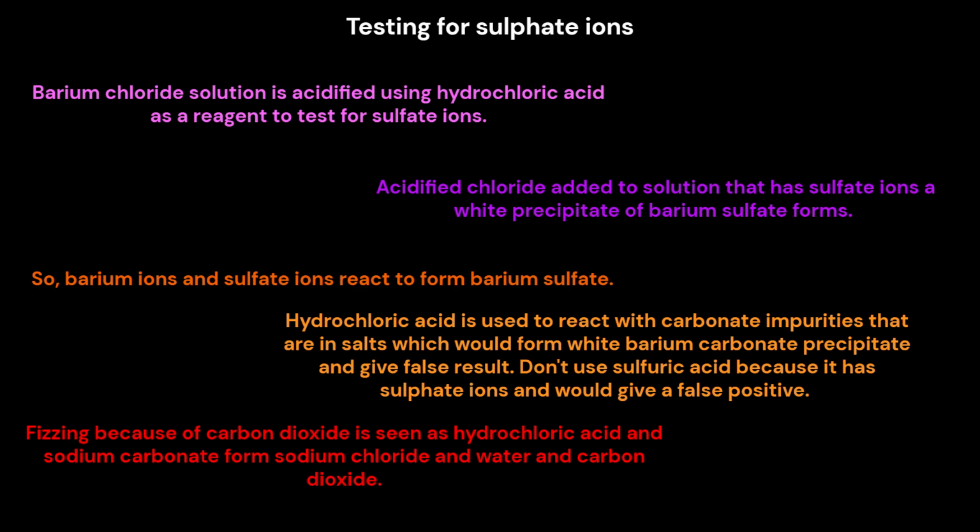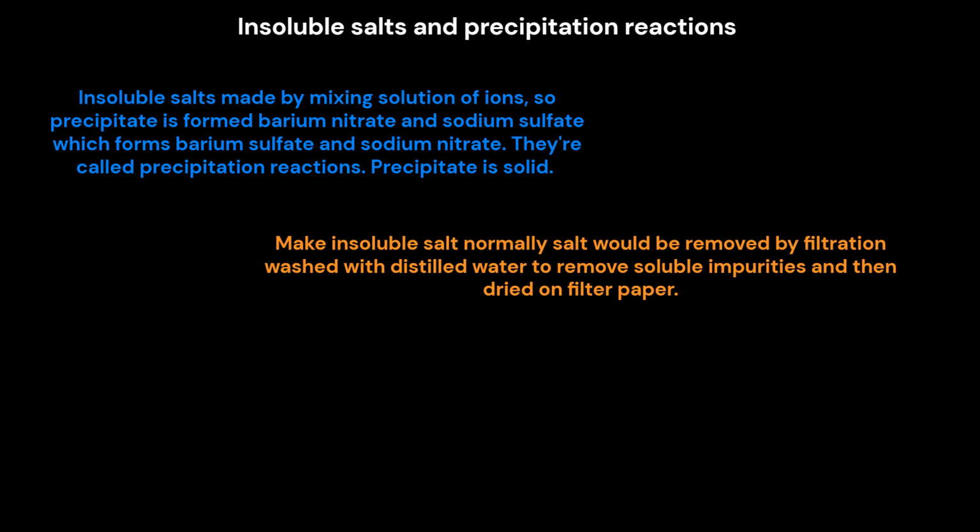Hydrochloric acid is used to react with carbonate impurities in the salts, which would form a white barium carbonate precipitate and give a false result. Don't use sulfuric acid because it has sulfate ions and would give a false positive. Fizzing because of carbon dioxide is seen as hydrochloric acid and sodium carbonate form sodium chloride, water and carbon dioxide.